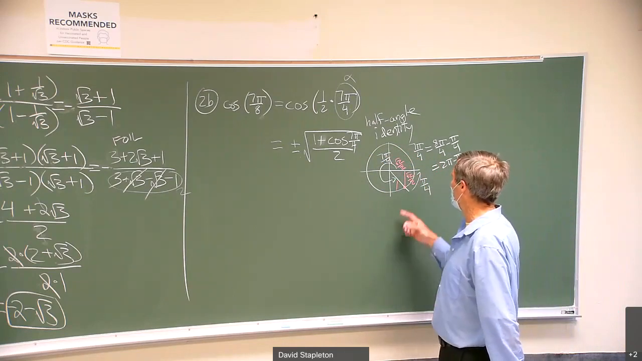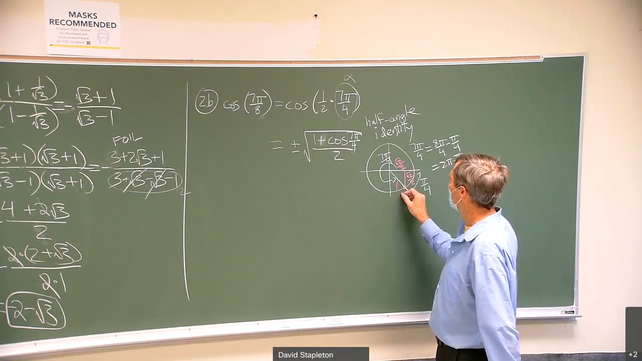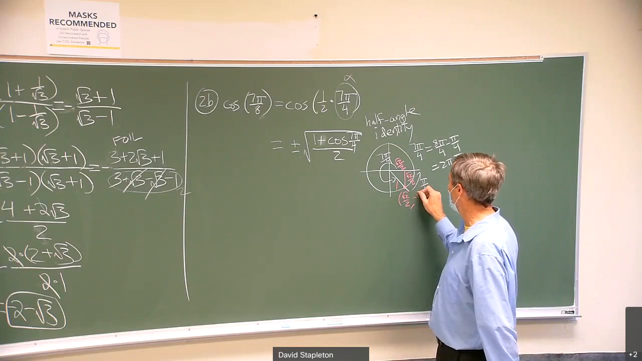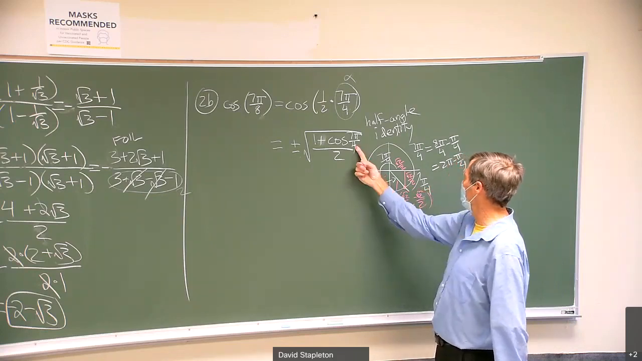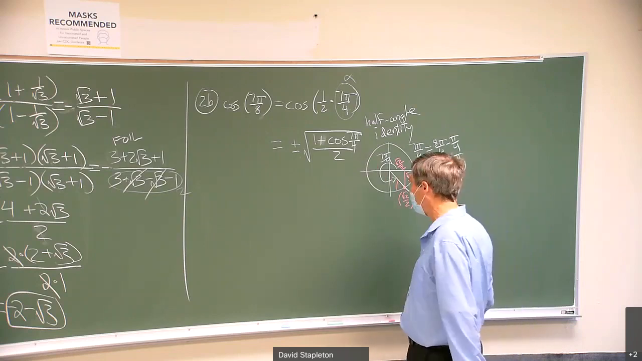So that means the cosine and sine are the coordinates here. The cosine is plus square root 2 over 2, and the sine is minus square root 2 over 2. Remember, that's cosine first and then sine. So the cosine of 7 pi over 4 is square root 2 over 2.